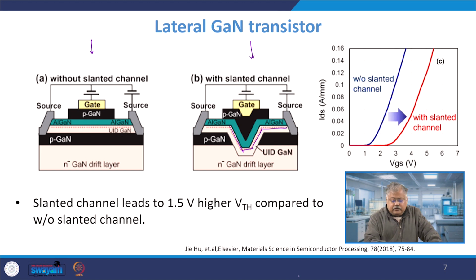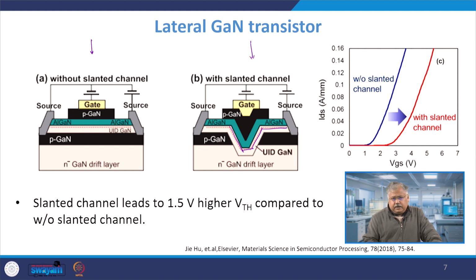Now, if you plot drain current with respect to gate voltage for both slanted and unslanted channels, the slanted channel leads to an approximately 1.5 volts higher threshold voltage compared to the one without a slanted channel, because you can see it's shifted from around 1 to approximately 2.5, 2.6. As a result, the threshold voltage rise is much higher in this case.